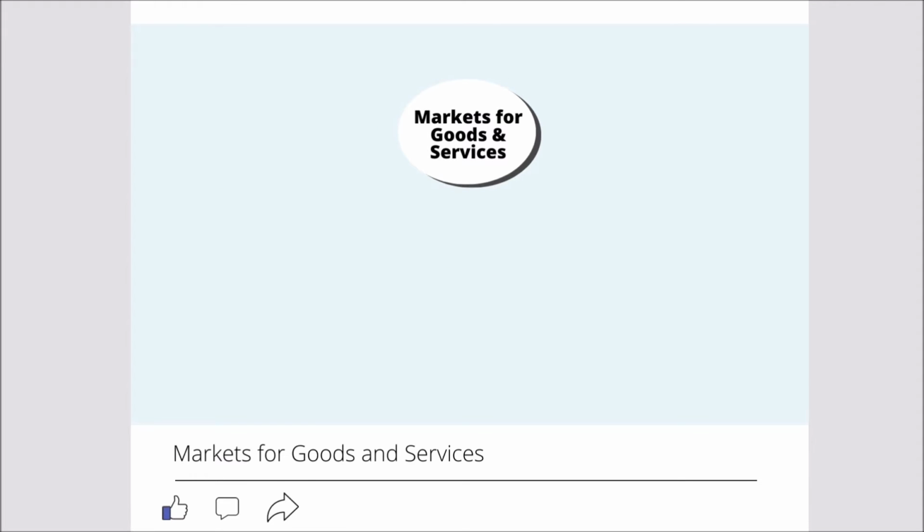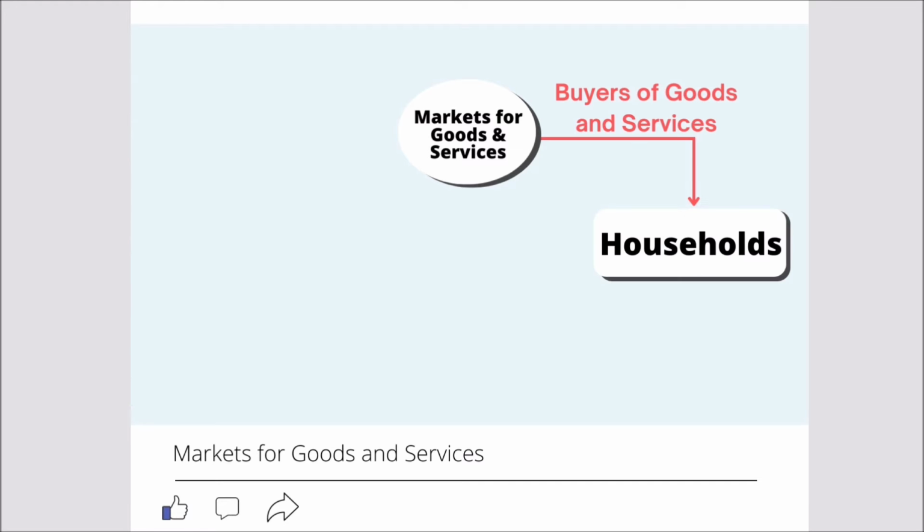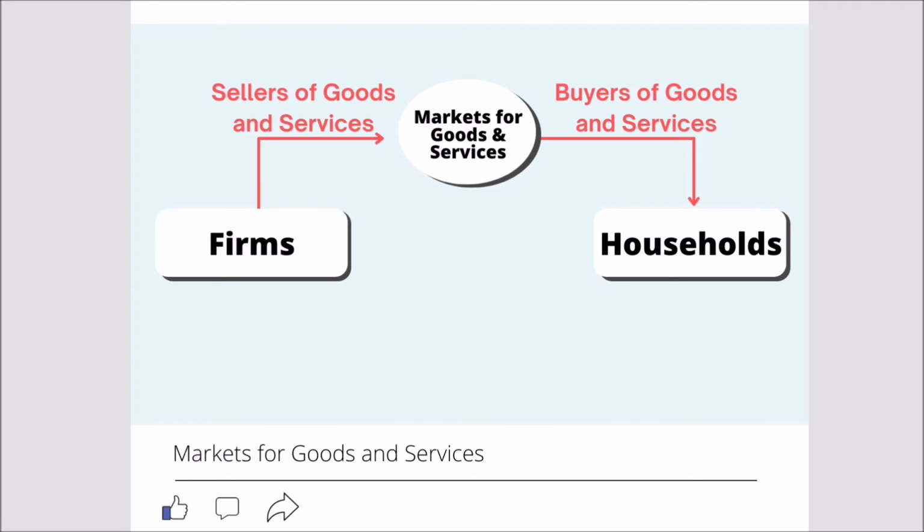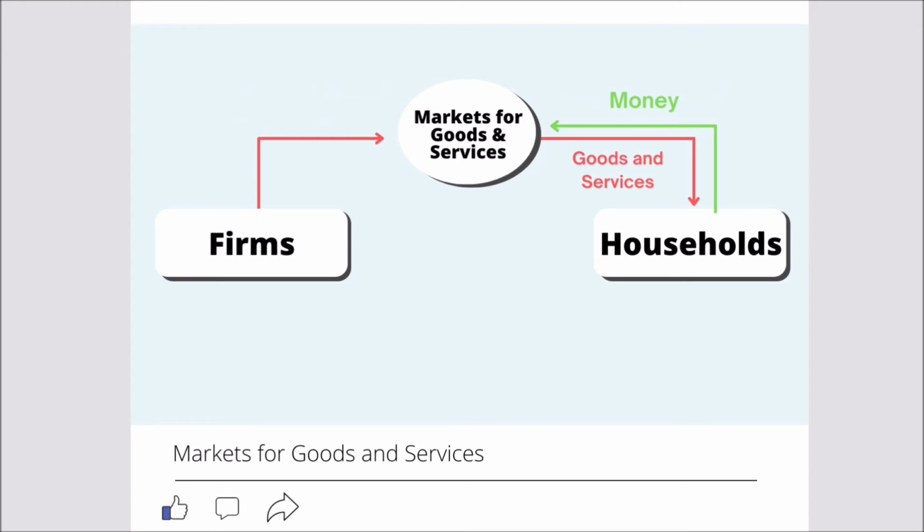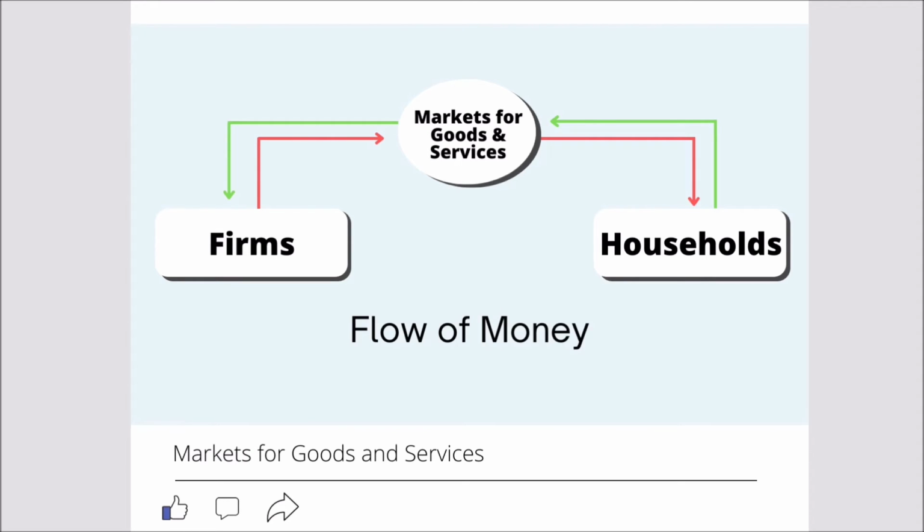Now, let's move on to the markets for goods and services. This is where households are buyers and firms are sellers. If you look at the outer loop, it shows the trade-off of money for goods and services. In other words, the flow of money. Specifically, households will spend their money in exchange for goods and services produced by firms that will receive a profit on their end.